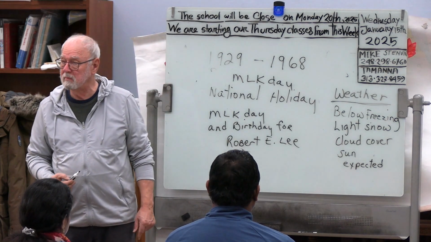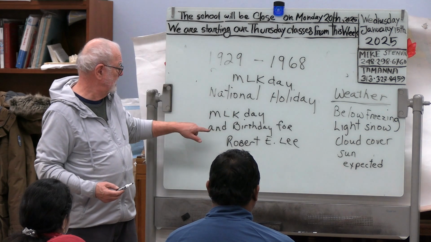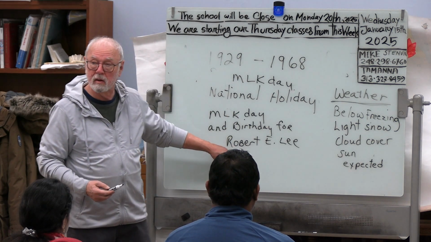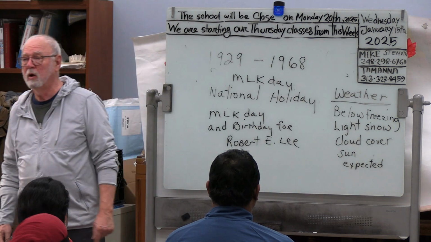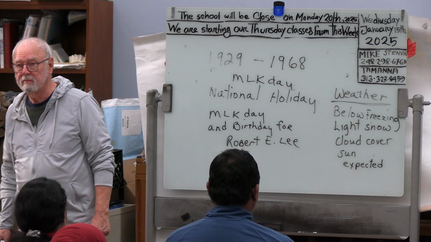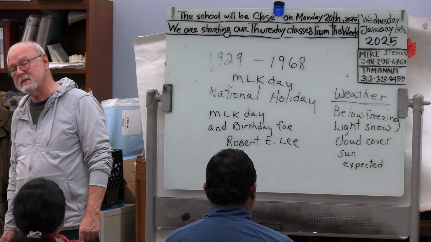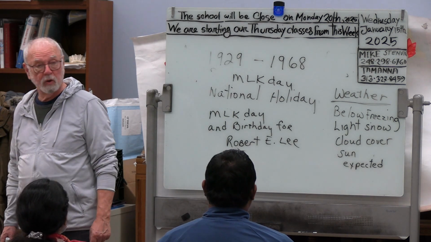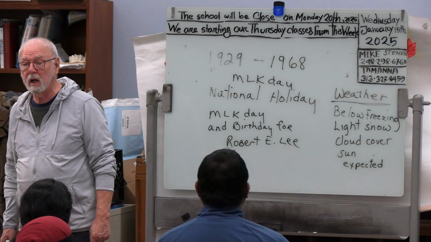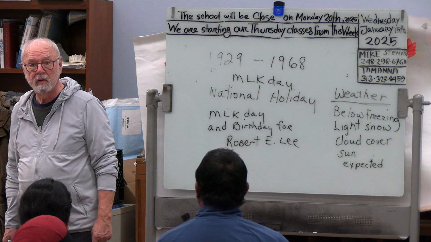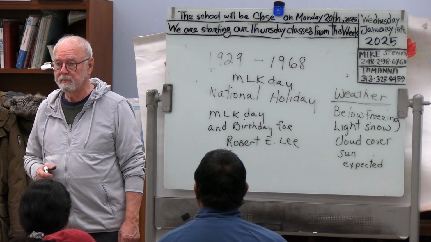They combined this MLK Day with the birthday for Robert E. Lee. Who was that? Any idea? If you go to the South of the USA, you will know who he is. Robert E. Lee was the leader of the Confederacy, the states that wanted to break away and have slavery.